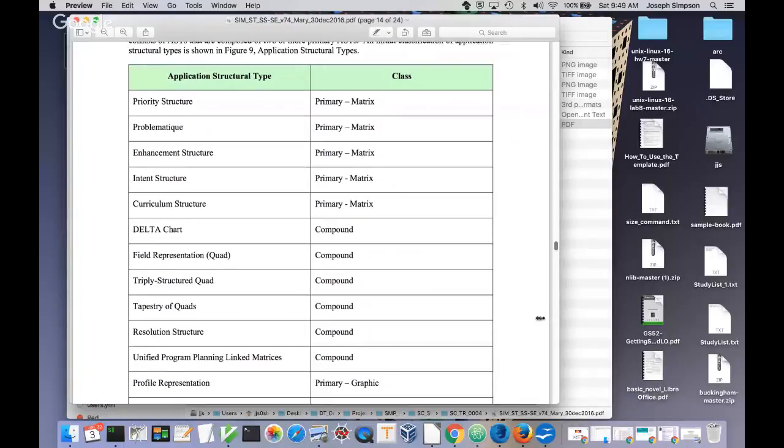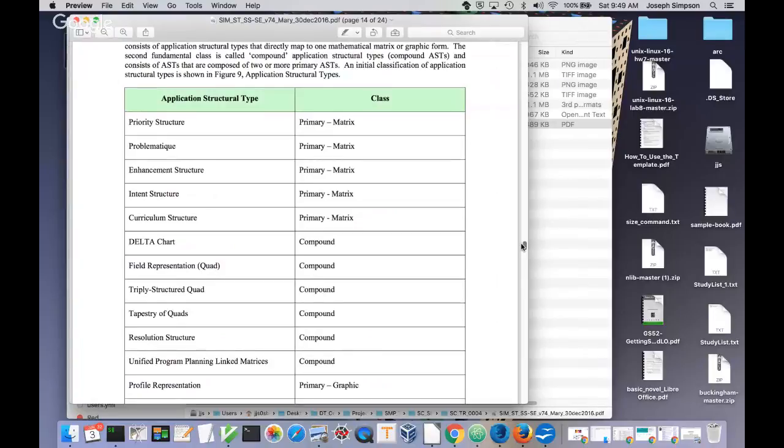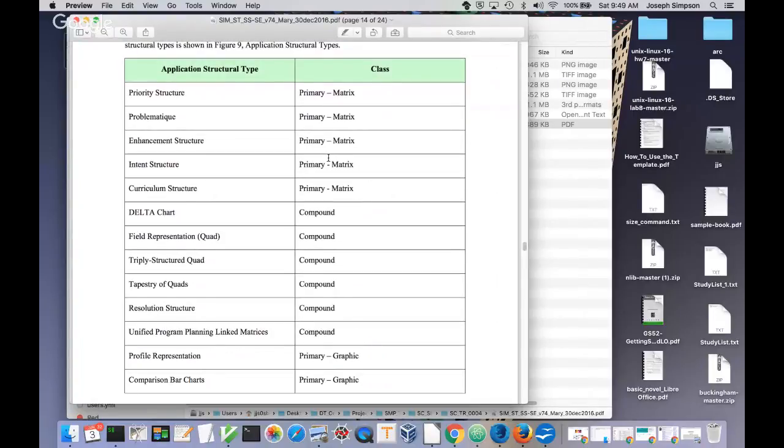So these are the application structural types, and we separated them into 2 classes, primary and compound. And then we had the class of primary matrix and primary graphic. So the curriculum structure, the intent structure, the enhancement structure, the problematique, and the priority structure were the primary matrix forms that we've been working with. The delta chart, the triply structured quad, field representation quad, the tapestry of quads, resolution structure, and uniform program planning and linked matrices, those are all compound.